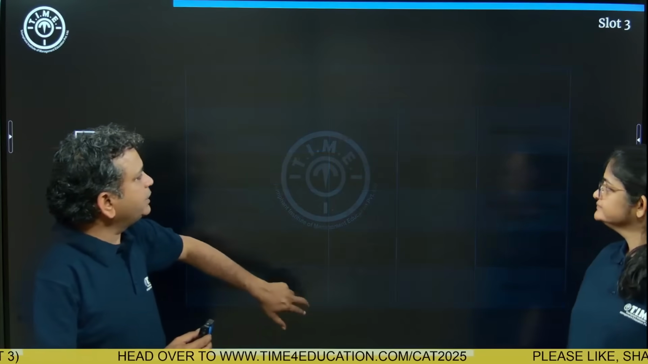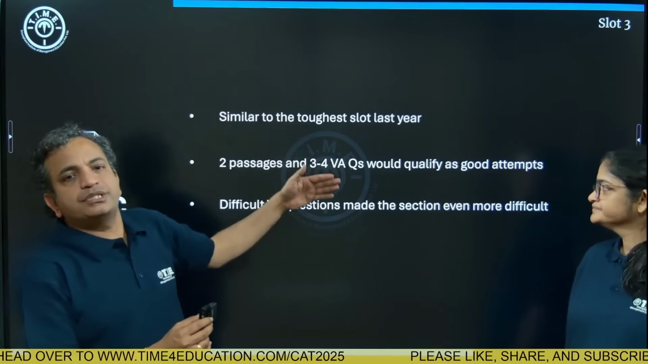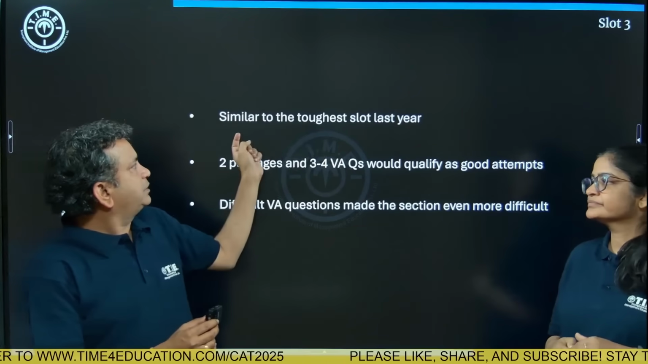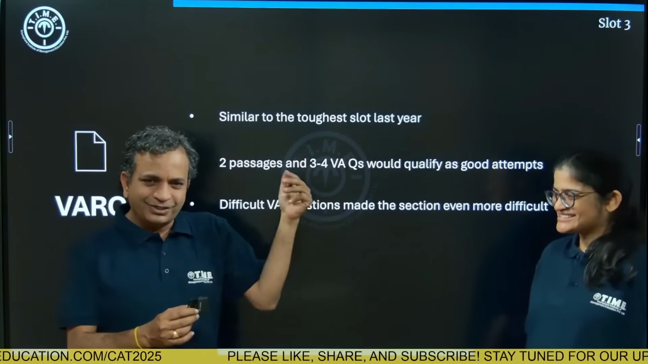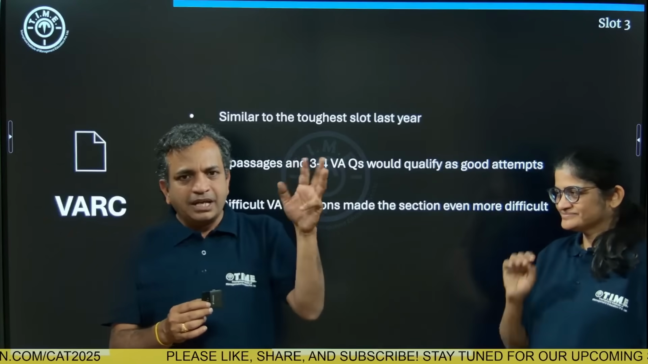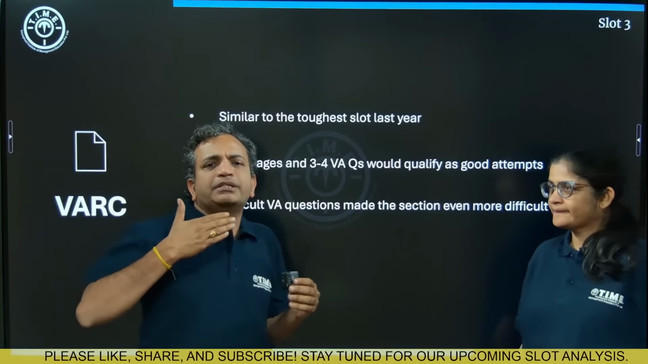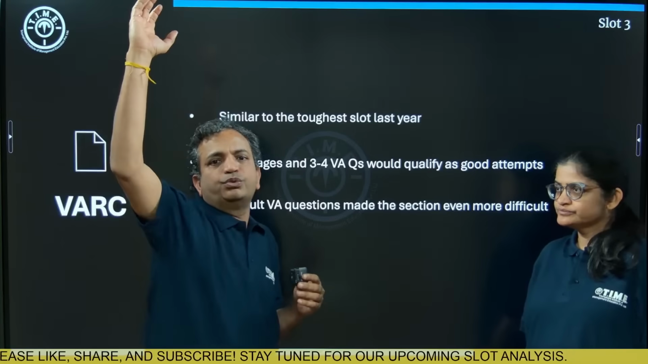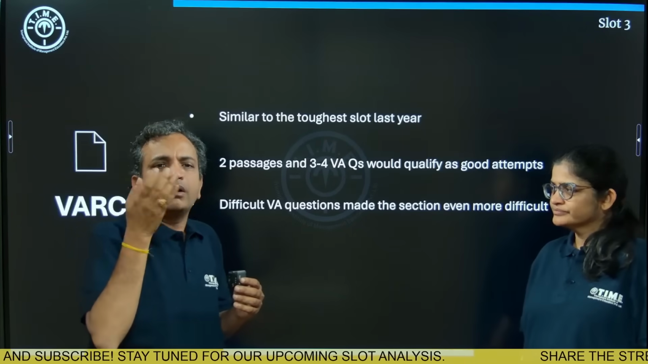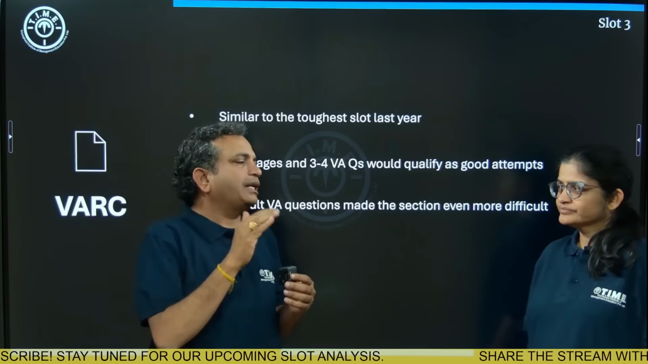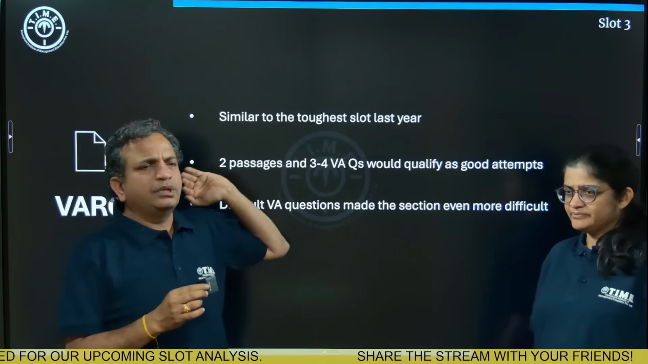All right, so let's now look at the overall summary quickly in terms of comparison with last year. Is it okay to say this is similar to the toughest slot last year, which I think is again slot 3? So slot 3 last year and slot 3 this year have been the toughest across. When I say toughest, it need not mean toughest by a huge distance. Last year was X, this year is X plus delta, or some people may feel it is X minus delta. So overall, fairly similar to the slot last year.